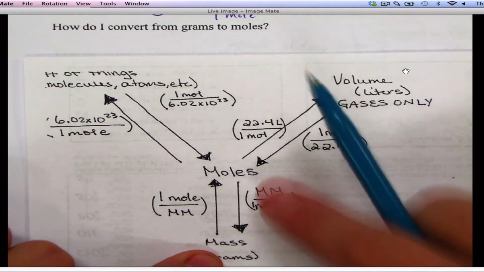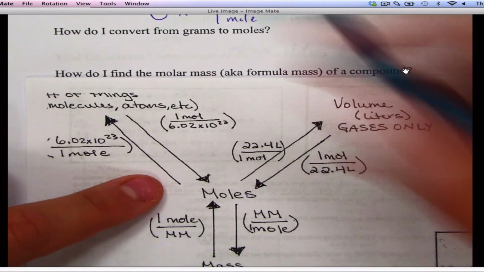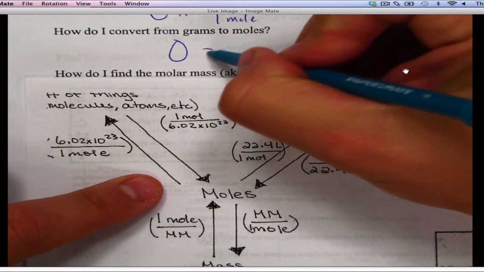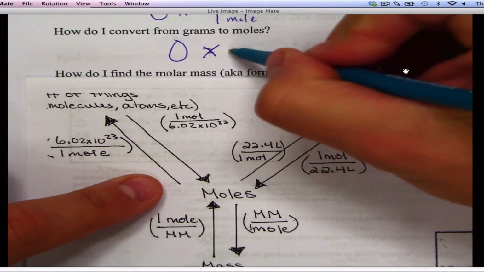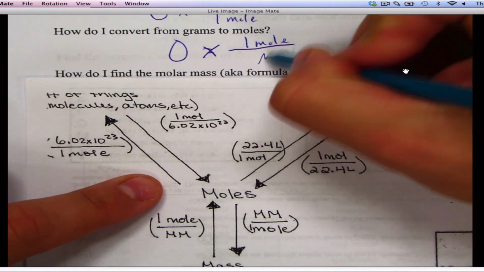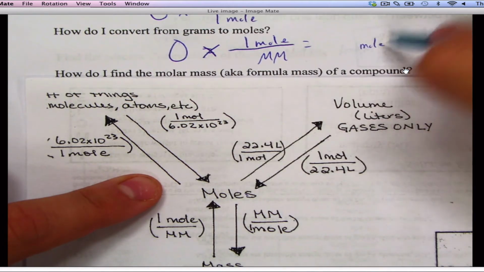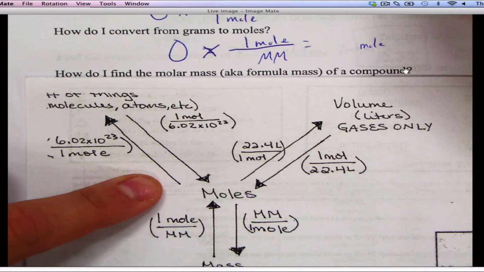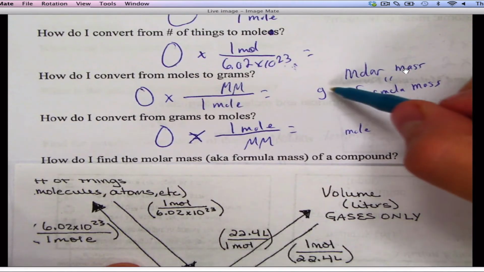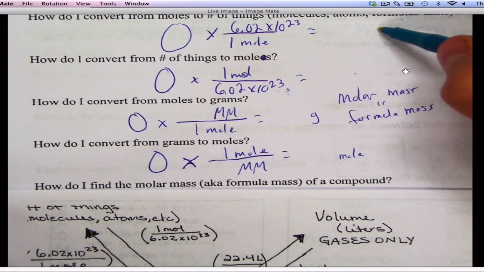Grams to moles. Now I divide by my formula mass, so it goes on the bottom. Whatever given you have here, set it up. I'm going to have 1 mole on top because that's what I want to go to, and I have my molar mass or formula mass on the bottom. Your answer should be in moles. This is going to be in grams. This is going to be atoms, formula units, number of things. This will be number of things as well.